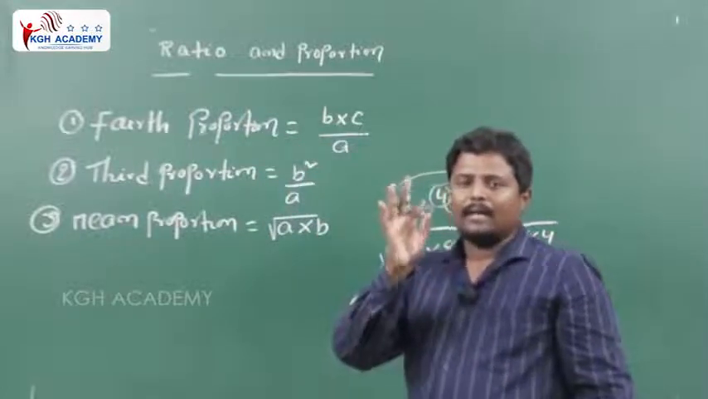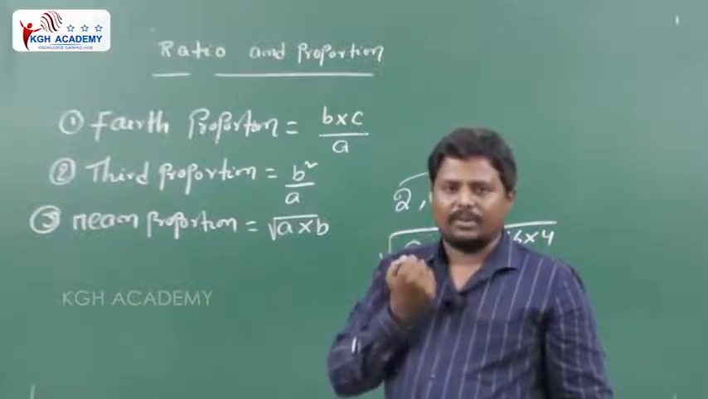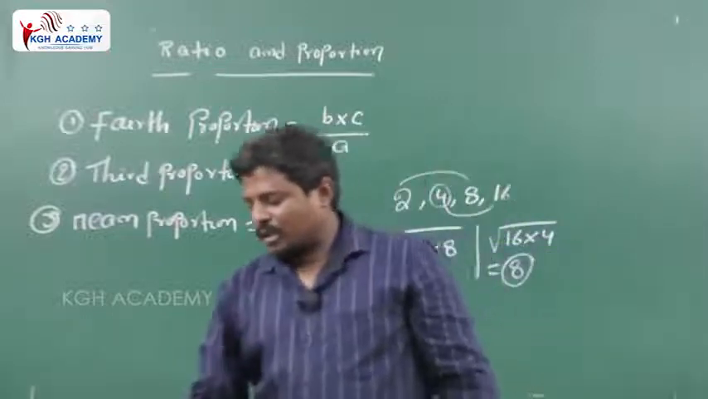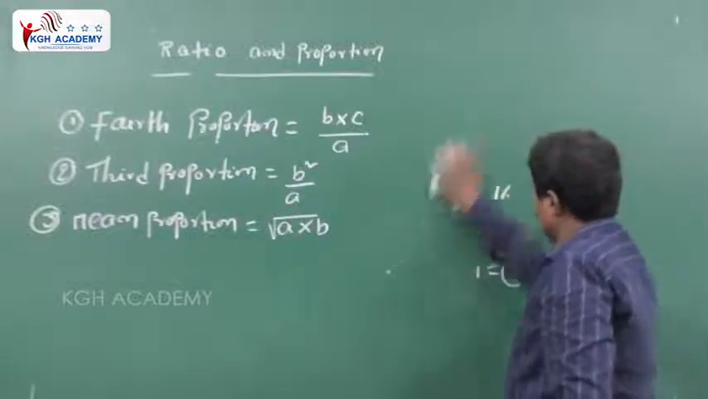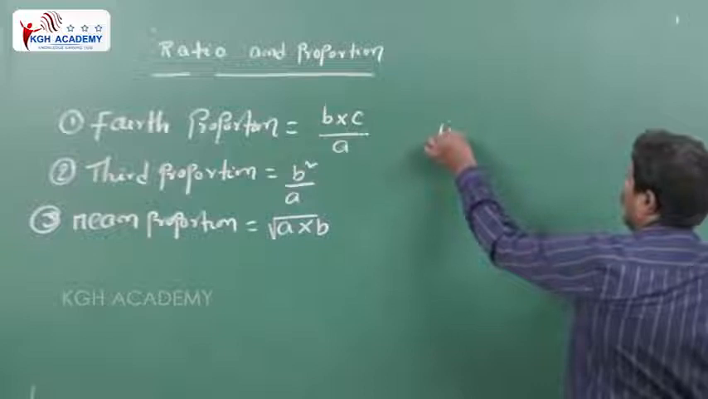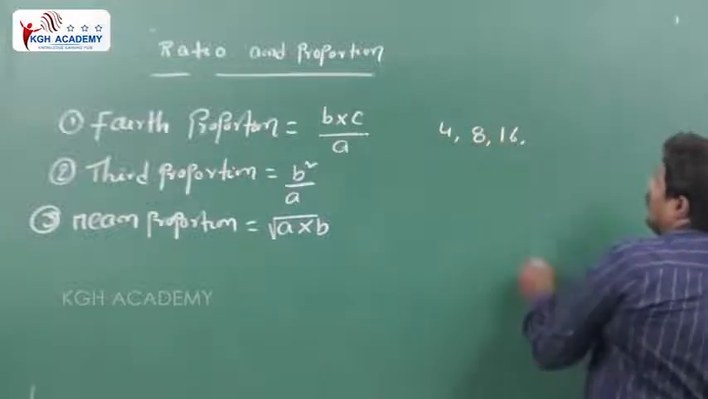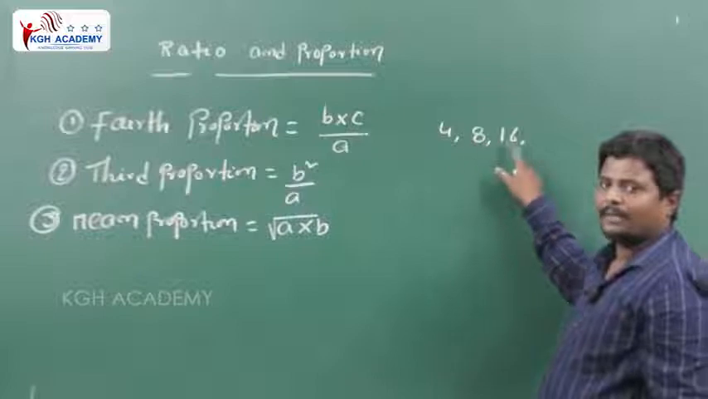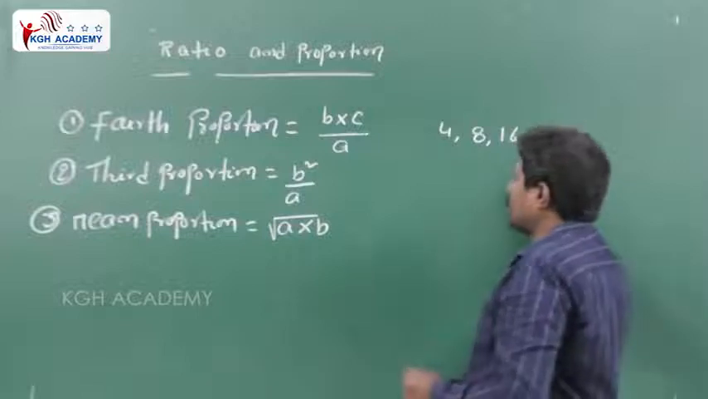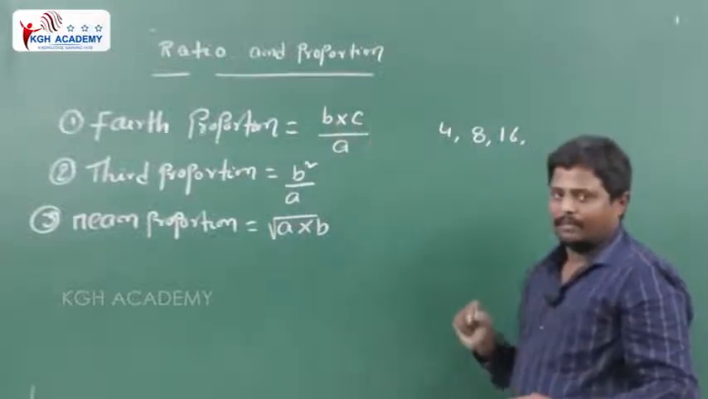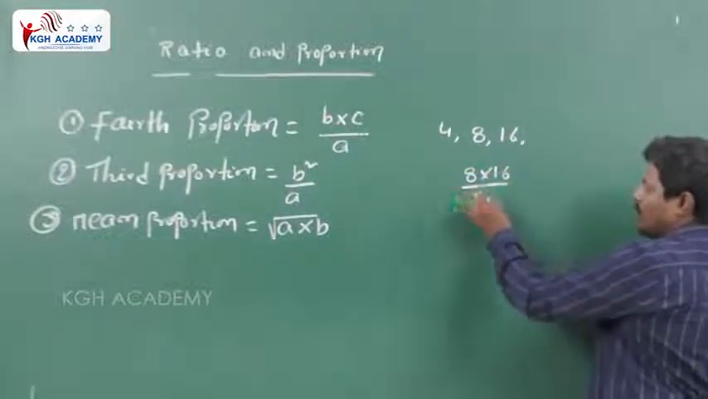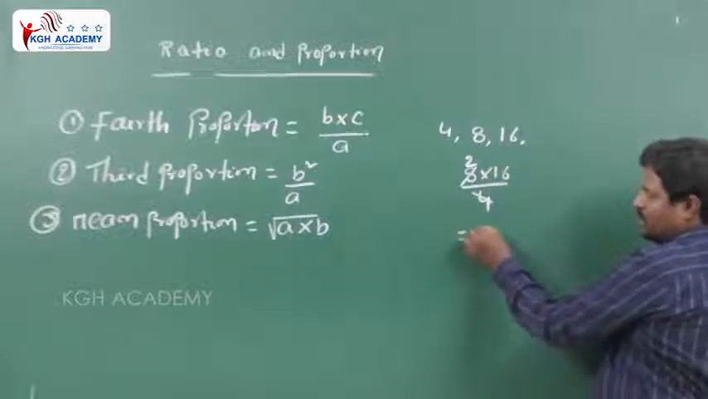Simply, ratio means comparison of numbers, proportion means comparison of ratios. Okay, this is the verification of these formulas. In proportion, questions are like this, sir. For example, what is the fourth proportion of 4, 8, 16? Fourth proportion means, what is the formula? B into C divided by A. That means 8 into 16 divided by 4, simple. 4 into 8 is 2 times 16 is 32.